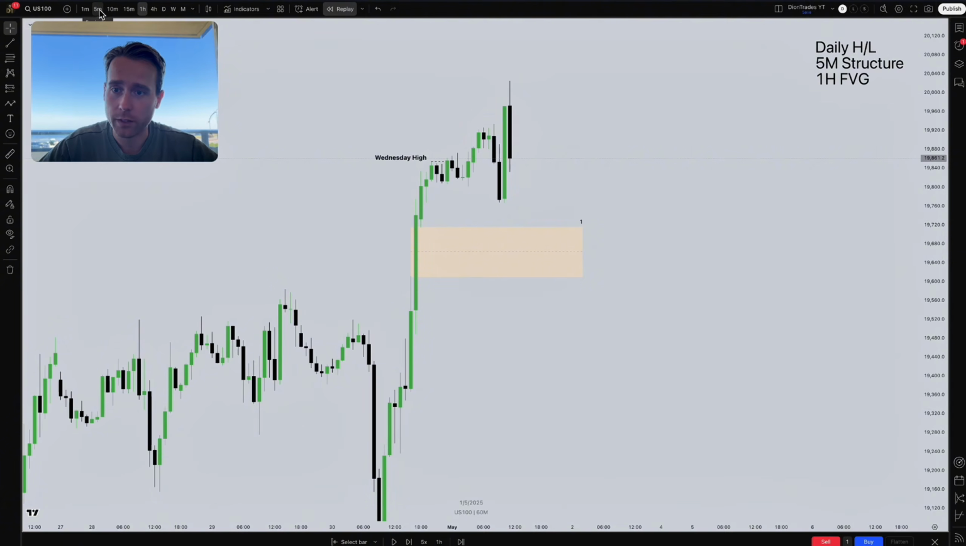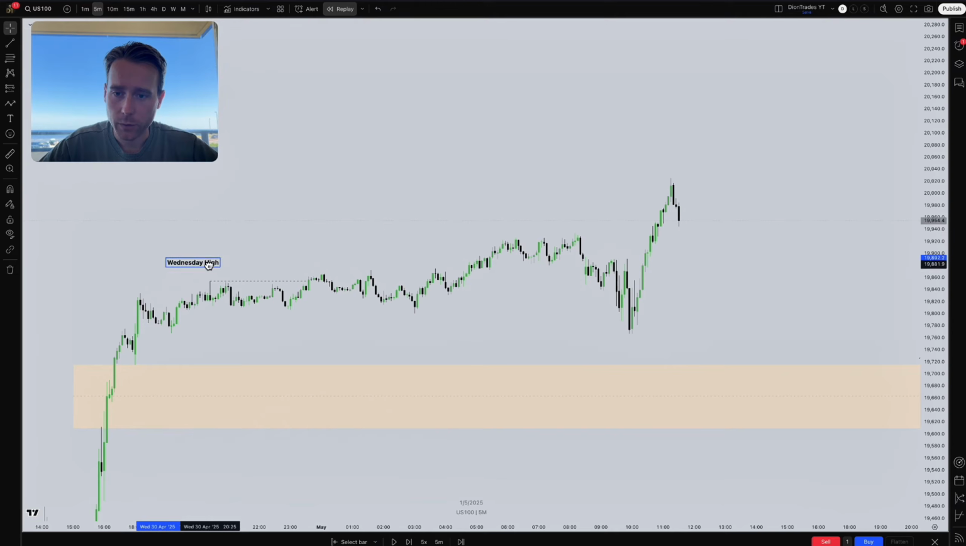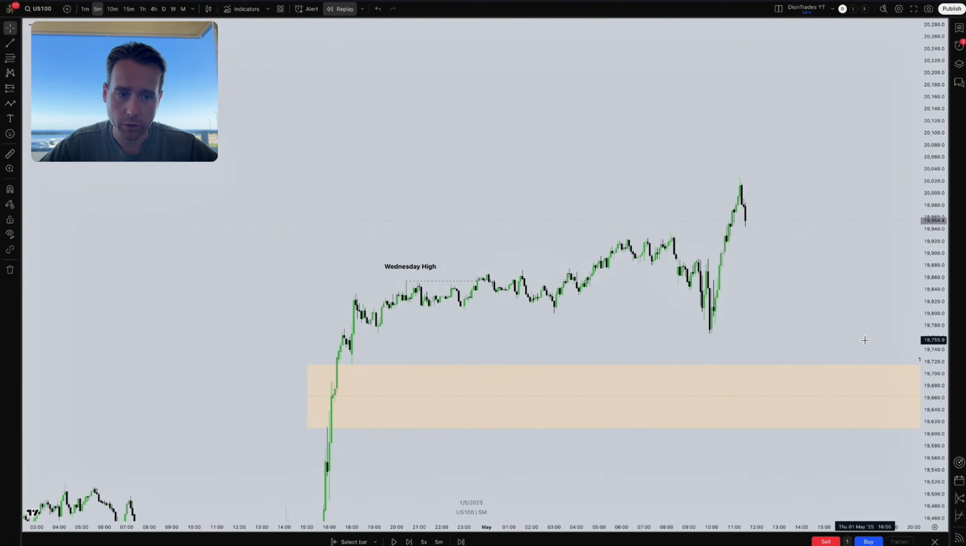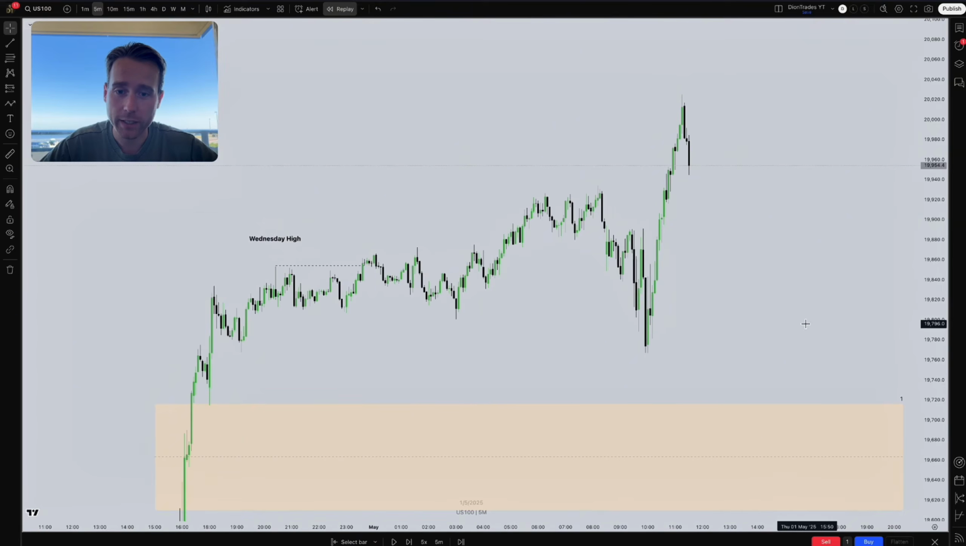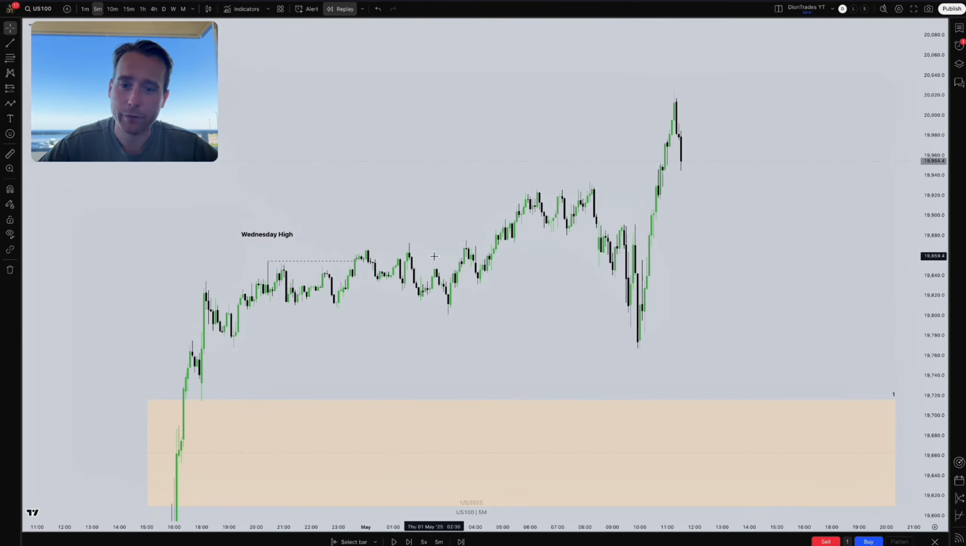So let's go to the 5 minute to see how this looks. So here on the left, we see Wednesday high, right there, the Asian session, and it's already tapped at midnight. So the first step, the daily high, is already taken. I don't see very active displacement in the London kill zone. Most of the time, NASDAQ moves in the New York session. So I'm expecting the entry to be in the New York session. So I'm skipping the London session.